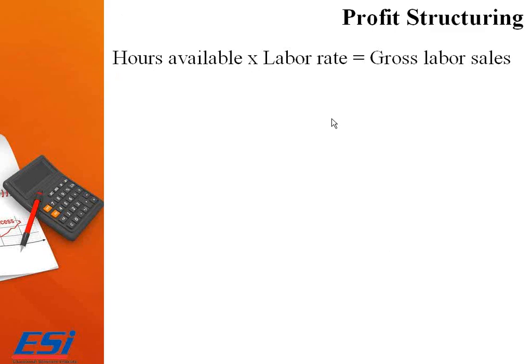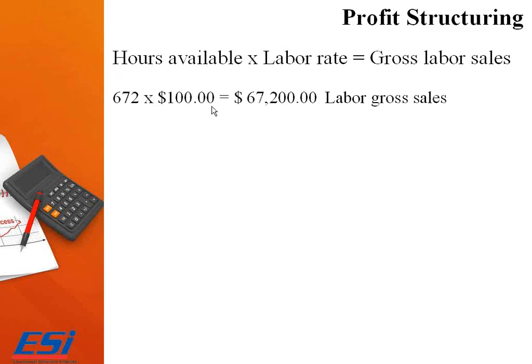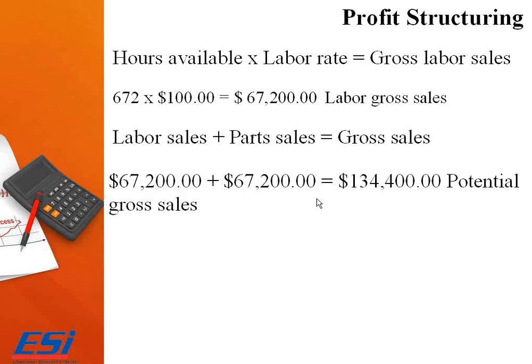I take the hours available times my labor rate. So if I'm at $100 an hour, and this is what we're going to use in our example today, just because it makes it easy for me to do the math, we have $67,200 worth of potential labor we can sell. If I add my labor sales and my projected part sales together, I should have $134,400 worth of potential. This, again, being a 50-50 split. So if it was 55-45, this number would be a little lower. But this gives you a real rough idea what your shop's capable of doing.